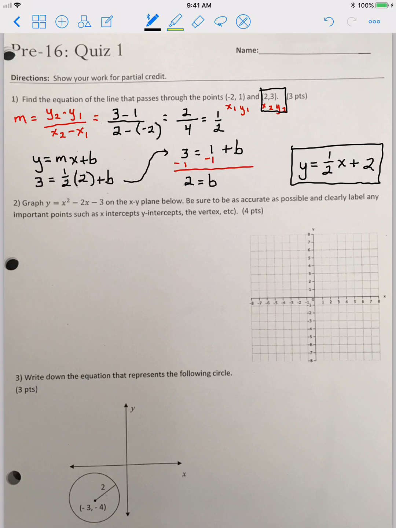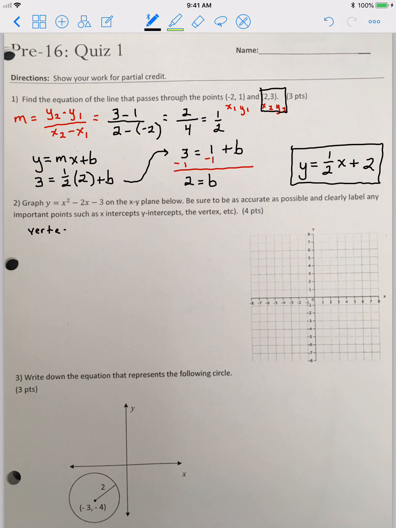Let's look at question number 2. It says, graph this parabola y equals x squared minus 2x minus 3 on the xy plane below. Be sure to be as accurate as possible and clearly label any important points, such as the x-intercepts, y-intercepts, the vertex, etc. So for a parabola, it's super important that we find the vertex.